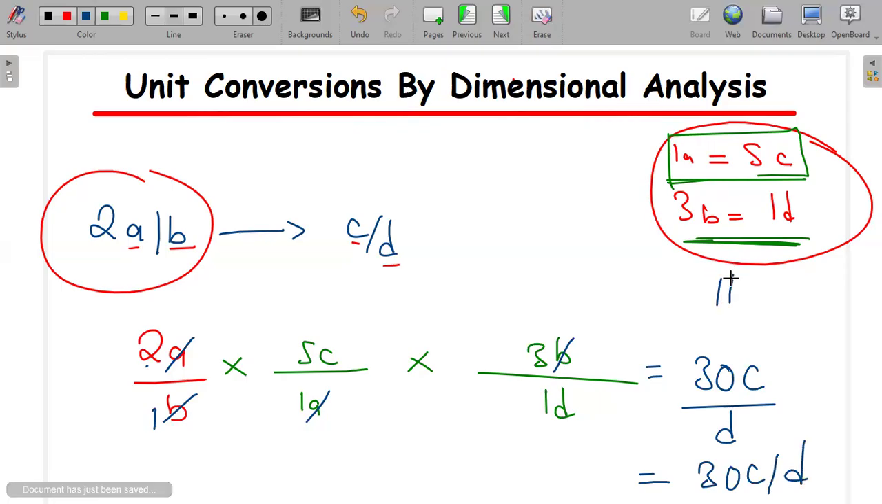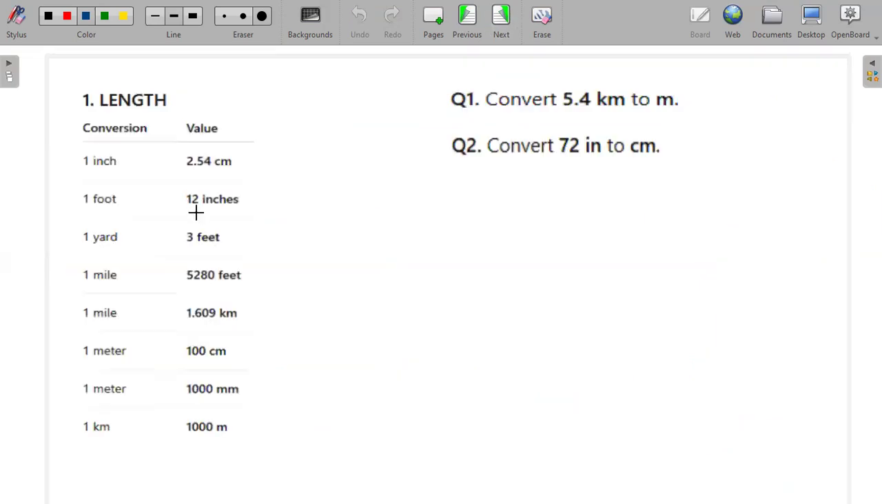So 2a per b is the same as 30c per d, if these here were my conversion factors. So I'm just giving you a general picture of how we do the dimensional analysis when we are converting the units. So now let's look at actual examples, but we're just going to be using the same layout that I've outlined here. So let's start with the units for length.